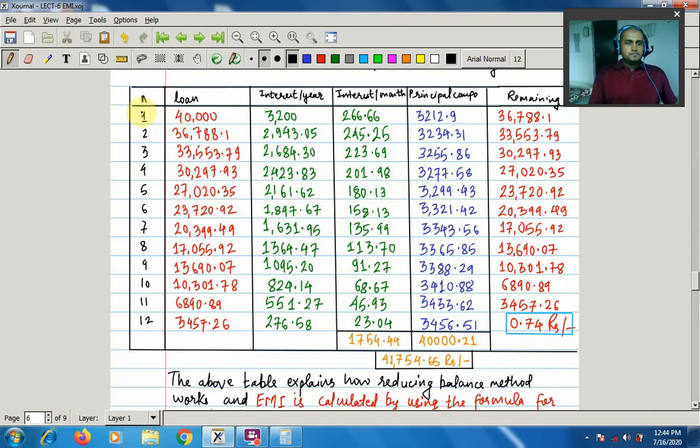So this N is the number of installments, that's very obvious. 12 installments I am paying, and the loan I have taken is 40,000. And what I have done: interest for a year is 3,200. I have calculated this interest for 1 year by just the simple interest method. Then I am going to calculate interest per month. So divide this by 12. Dividing this by 12, you will get the interest for 1 month.